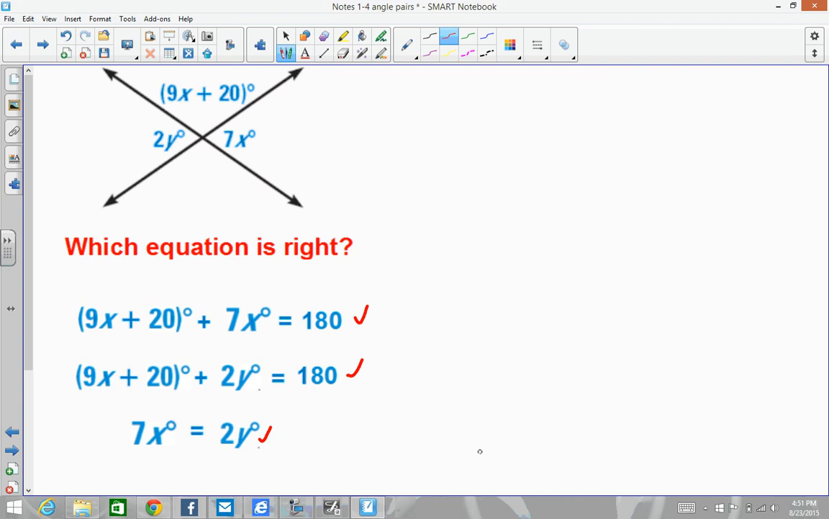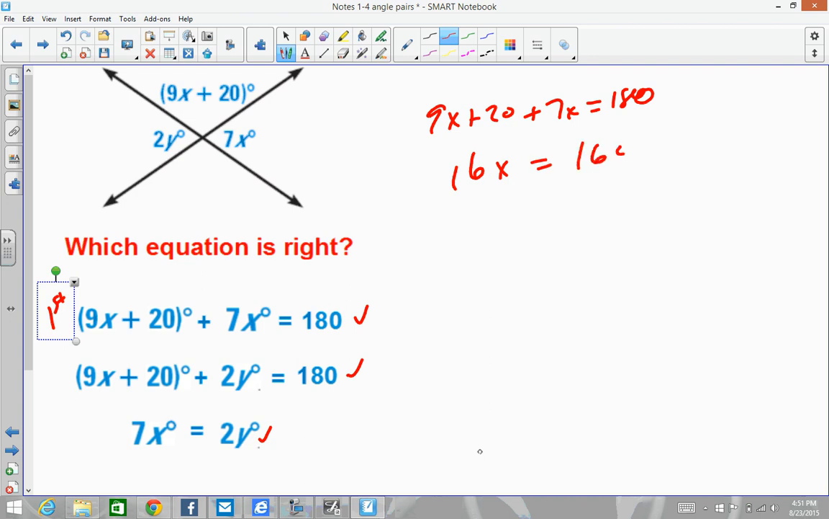But there's only one that you can work very easily, and I would say this first one right here is the one you can work the easiest. The second one has an x and a y in it, and the third one has an x and y in it. So if we take that first one, we can say 9x plus 20 plus 7x equals 180. And we can solve that, and that's 16x equals 160, and so x is equal to 10.